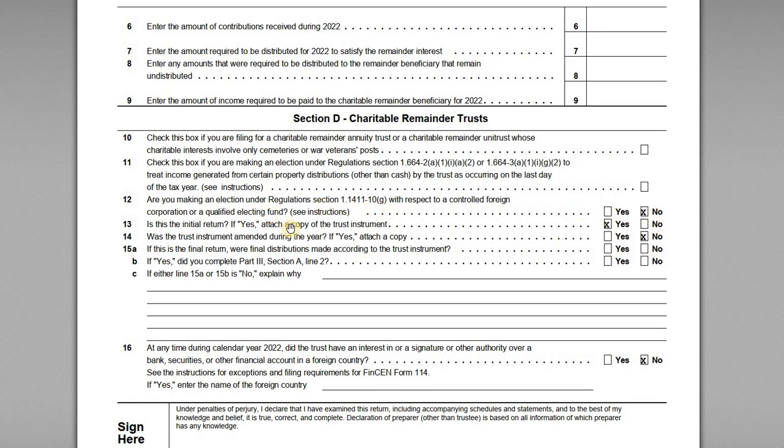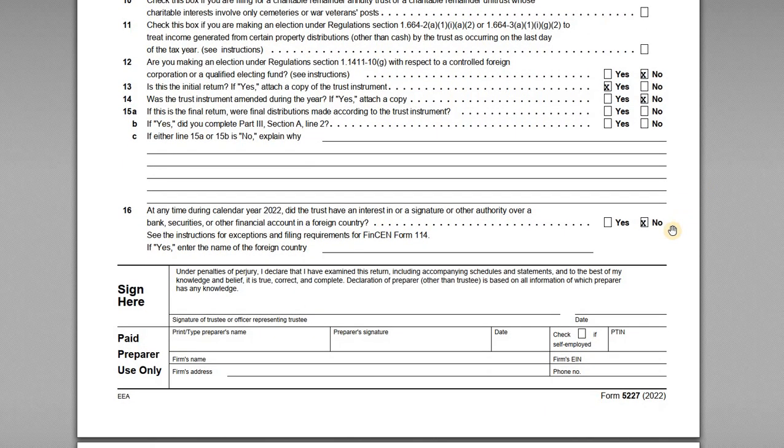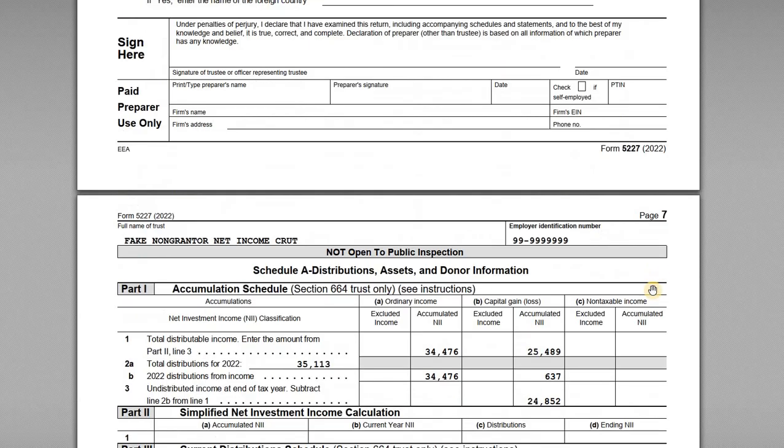It is an initial return, so we are going to check yes and then attach a copy of the trust agreement. It was not modified during the year, right? And then questions 15A and B can be blank because this is not a final year return. So we'll just leave those off. And then question 16 for FBAR filings, we didn't have any interest in foreign bank accounts, so we can go ahead and leave those blank as well.